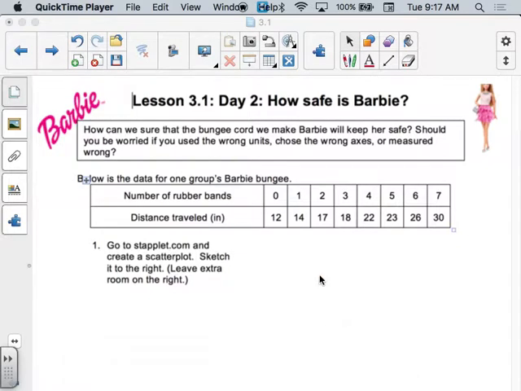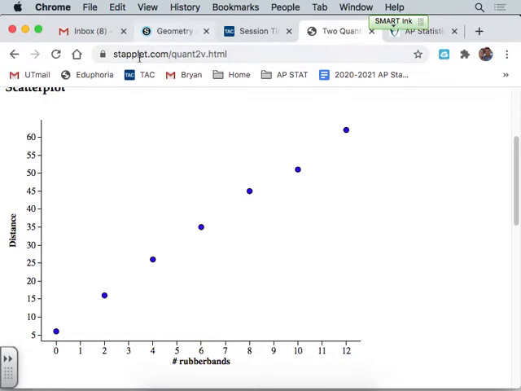That tiger's not realistic. Okay, go to Staplet. Where are we at?